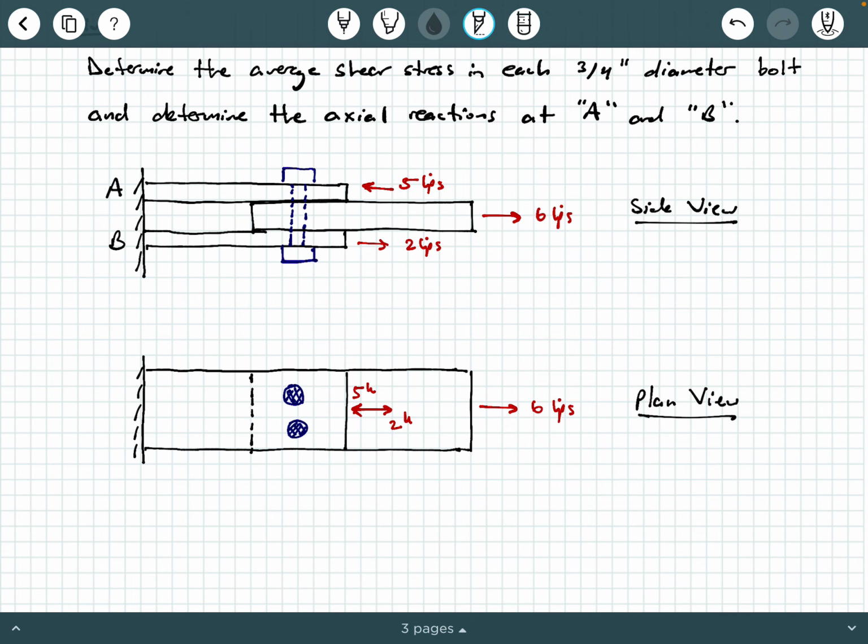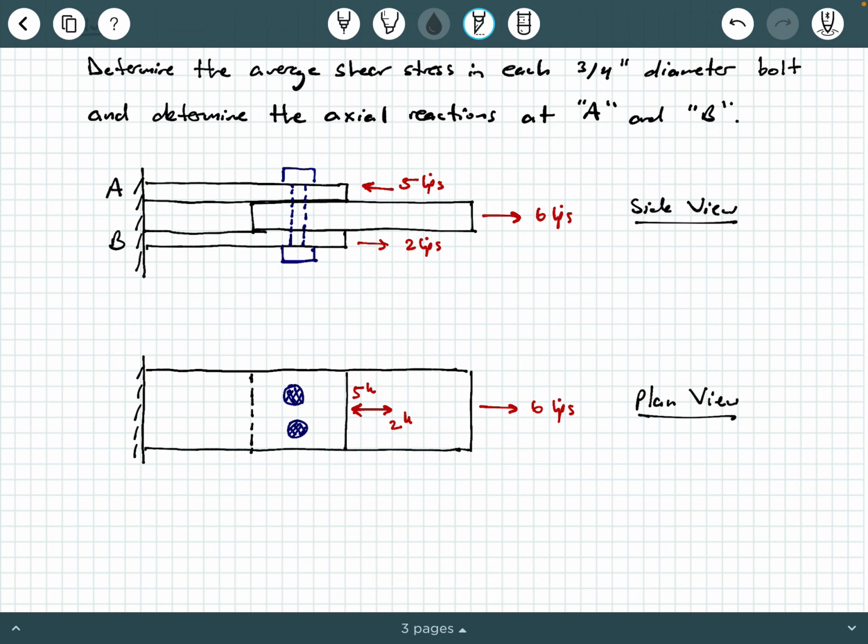The 5 kips here, this double vector or double arrow, shows the 5 kips pushing on plate A, and then we have the 2 kips that is really hidden. It's really on the bottom plate pulling on plate B, and then we still have that 6 kips out here pulling on the middle plate.